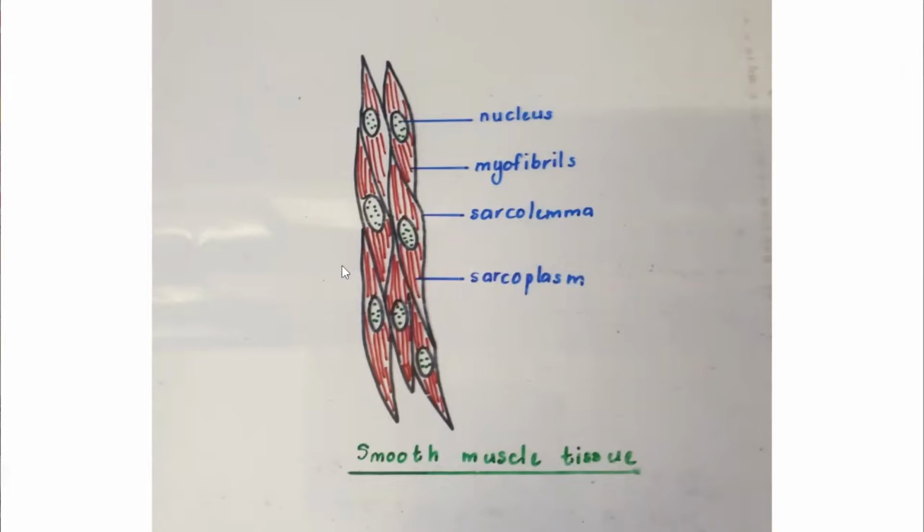tissue. This tissue is found in your digestive system from the esophagus to the anus. And you learned in grade 9 that peristalsis occurs, which is the wave-like contraction and relaxation of muscles. And it is this smooth muscle that contracts and relaxes and pushes the food along the alimentary canal. So one of the functions of the smooth muscle tissue is peristalsis in the digestive tract.